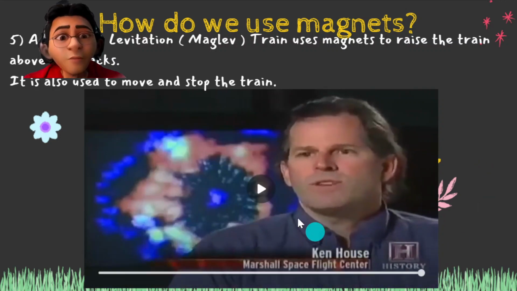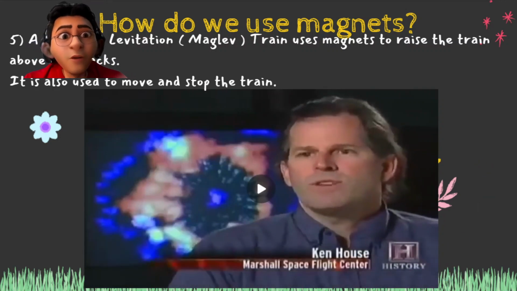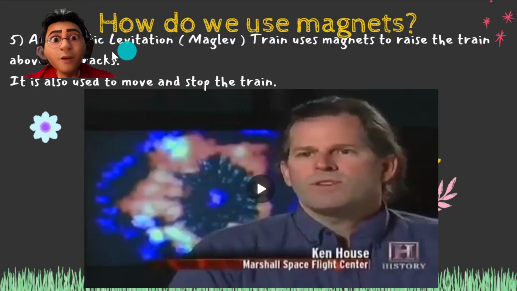Okay, from there, we have just watched a maglev train, or magnetic levitation train. Levitation means to float. A magnetic floating train, or maglev train for short, uses magnets to raise the train above the tracks. Now, a maglev train doesn't use tires. It uses magnets only. They are also used to move and stop the train.